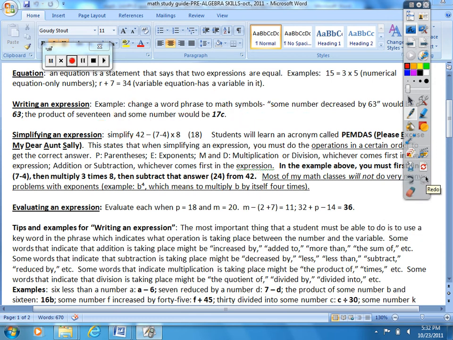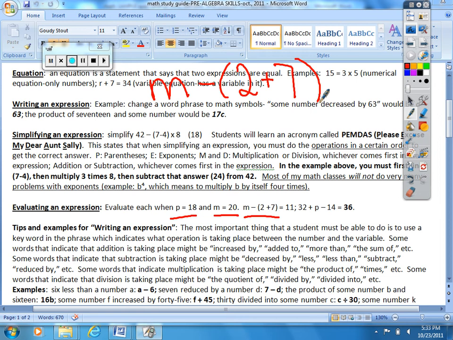Now the next section, and once again we'll be doing some more problems on these in just a moment, evaluating an expression. Evaluate each when P equals 18, M equals 20. Now, all evaluating means is to find out what it's worth when you substitute those values in your expression. All right, so I'll put this one up here, and we'll be doing more in just a moment. Okay, there's the first one.